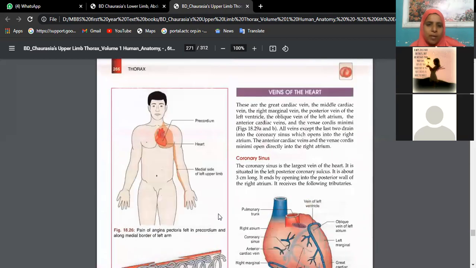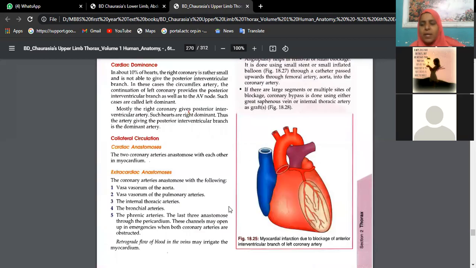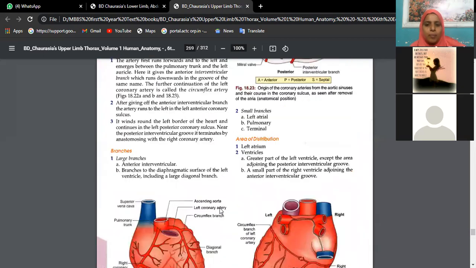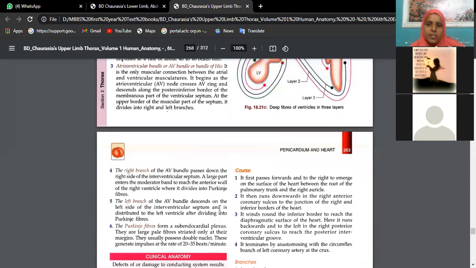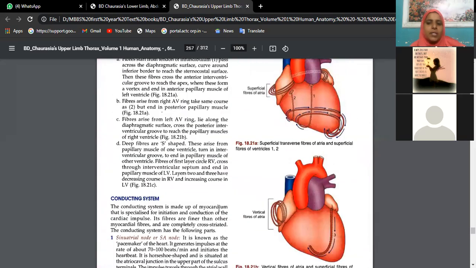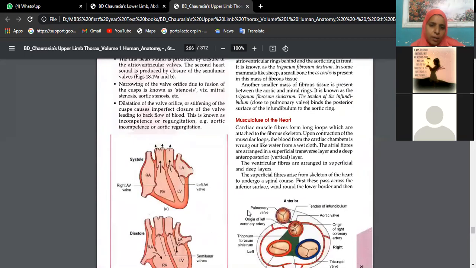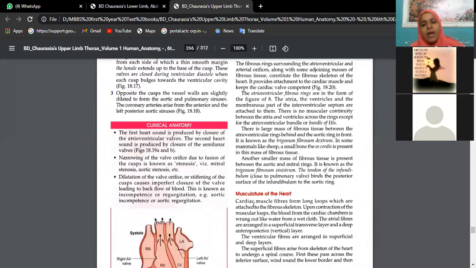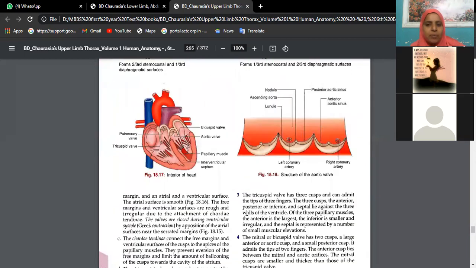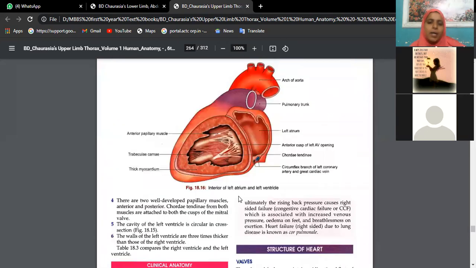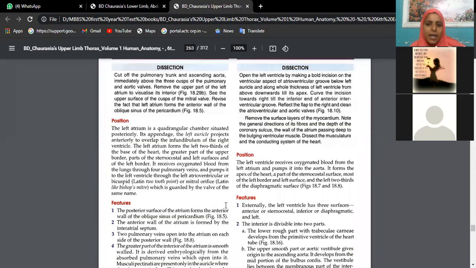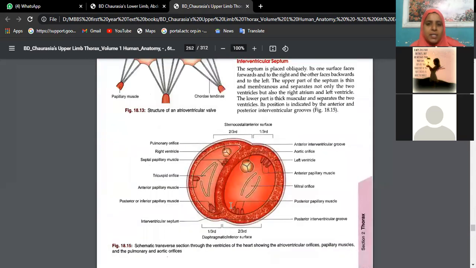Where do the superior and inferior vena cava open? Into the right atrium. Similarly, the coronary sinus also opens into the right atrium, and it is guarded by a valve. What is the name of the valve? Thebesian valve. Very good. If you can't remember the Thebesian valve, you can simply write valve of coronary sinus.